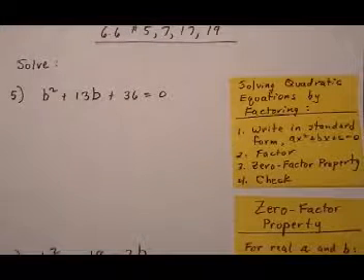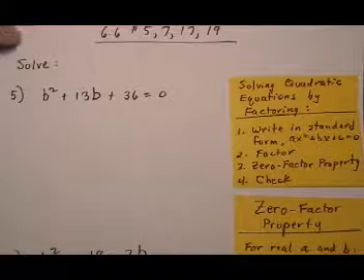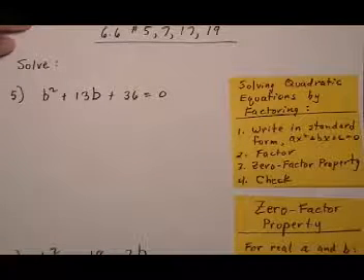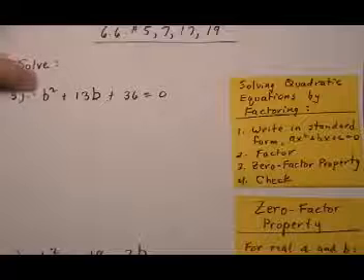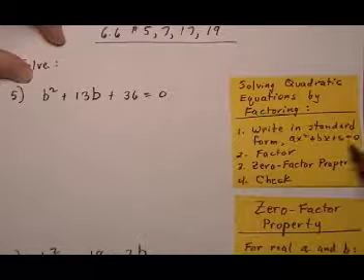Section 6.6, numbers 5, 7, 17, and 19. Here we're going to start from scratch and solve the quadratic equation. And we're going to use the following steps.